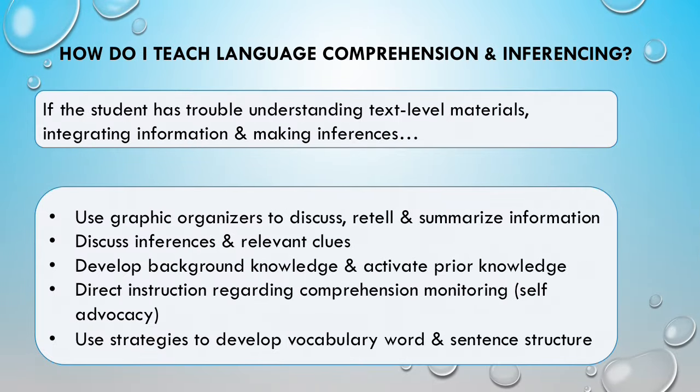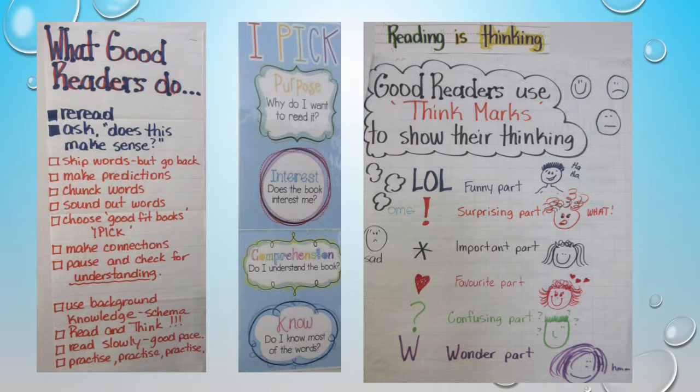What if your student has trouble understanding text-level materials, integrating information and making inferences? Again, use graphic organizers, make it visual, make it explicit, discuss, retell, continue to develop background knowledge, activate prior knowledge, use direct instruction, and again the same strategies for developing vocabulary, word, and sentence structure. Here are some more very nice charts. What do good readers do? How do you pick a book? Reading is thinking. What are the think marks? What do think marks mean? Again, she's made it very, very explicit, very, very visual.